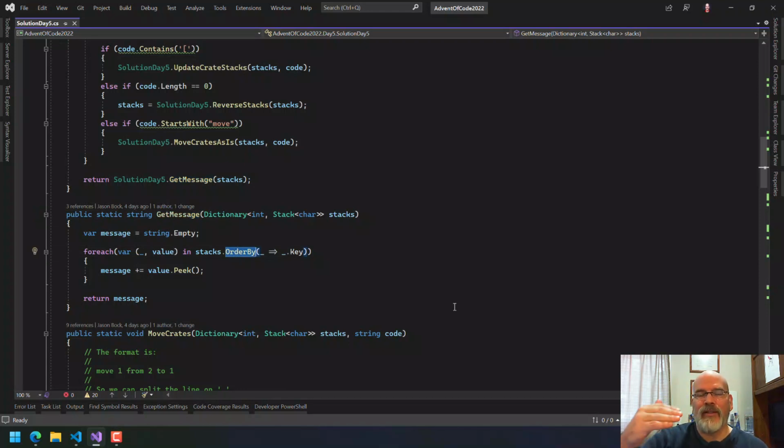This is a stupid mistake in retrospect, but when you have a dictionary, it's just keys. They're not in any particular order. And I was just assuming, oh yeah, they're going to come out in the order I put them in. No, you actually have to order them by the key, and then that's how you get them in the order that you want.